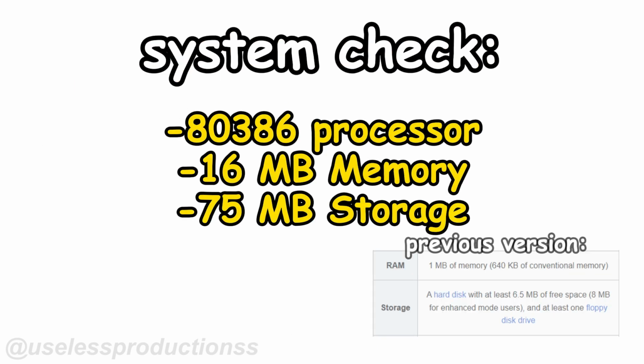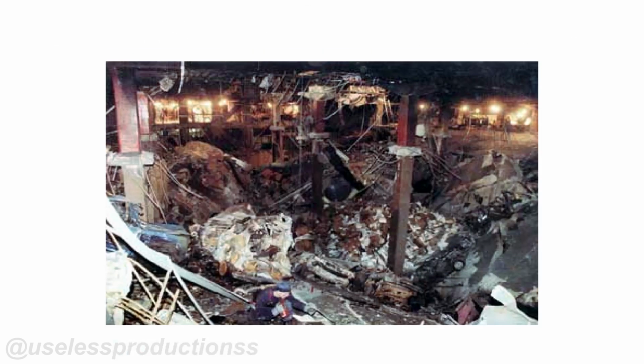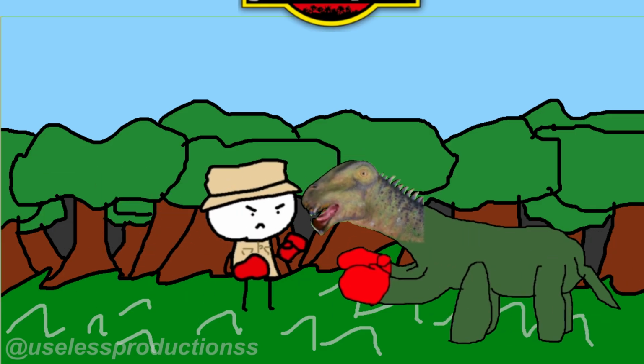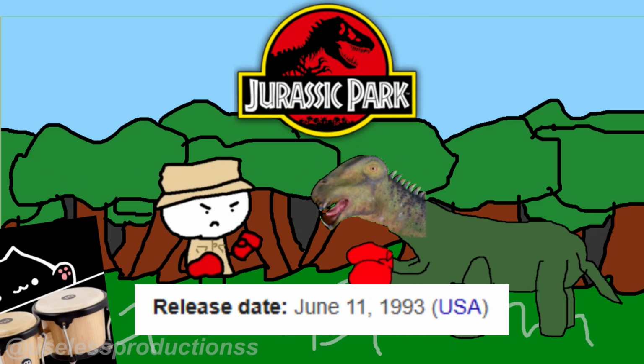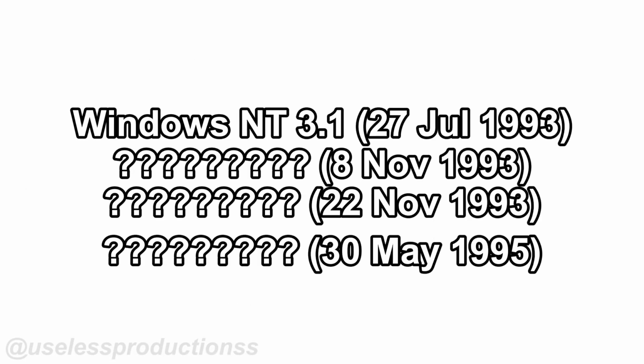System check. So what's going on in the world? The Twin Towers got bombed? Hopefully nothing else happens to it in 8 years. Also, Jurassic Park got released. Okay, I guess. Anyways, there are a few more versions released after Windows NT 3.1, like Windows 3.11, which just fixed network problems.